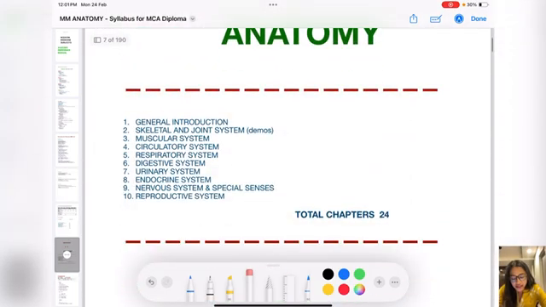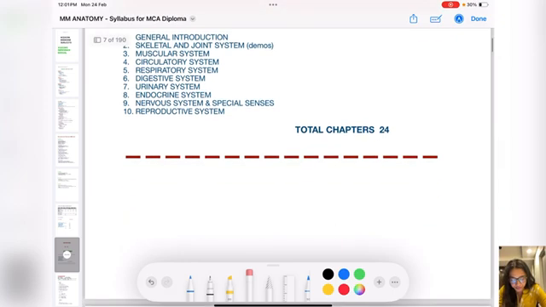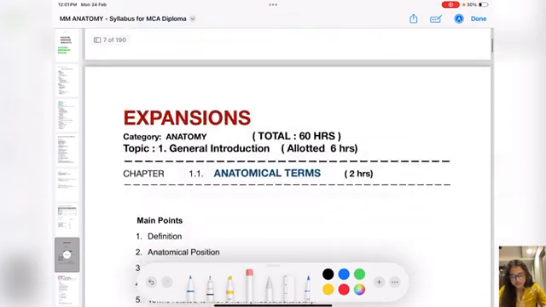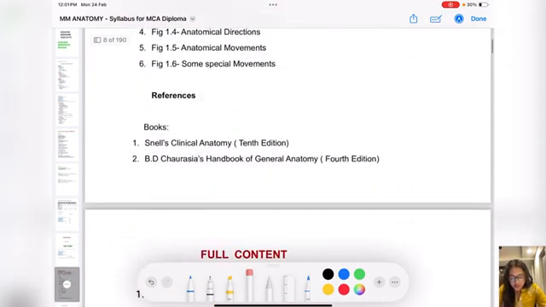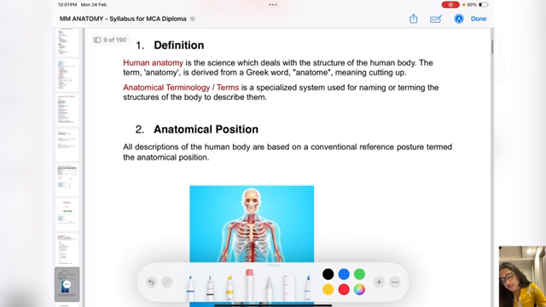Now in anatomy there are 10 topics which we have to cover: general introduction, skeletal and joint system, muscular system, circulatory system, respiratory system, digestive, urinary, endocrine, nervous system and reproductive system. And the definition: human anatomy is a science which deals with the structure of the human body. The term anatomy is derived from the Greek word anatome, which means cutting.